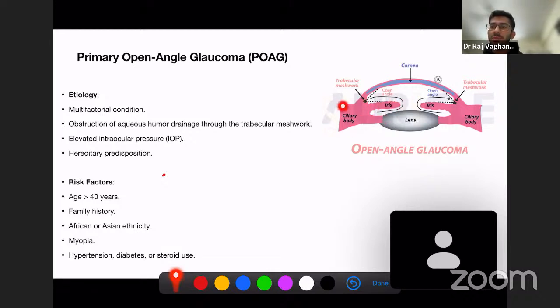This complete pink part is the ciliary body, and this is the iris, and these are the zonules. I told you zonules hold the lens.